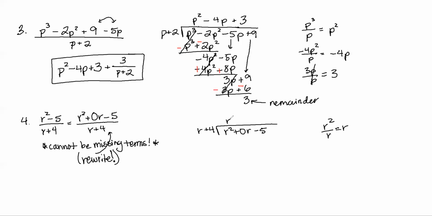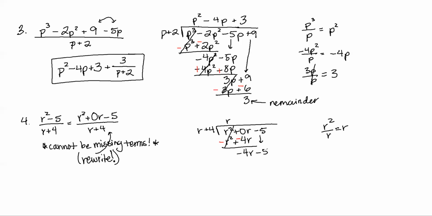Divide, multiply. So r times r is r squared. r times 4 is positive 4r. We now have something to line it up with, which is what we needed. Let's go ahead and subtract. So subtract, subtract. The first term should still cancel. And then we're going to have 0r minus 4r. 0 minus 4 is negative 4r. That 0 is just going to keep this term the same because we're adding or subtracting 0.